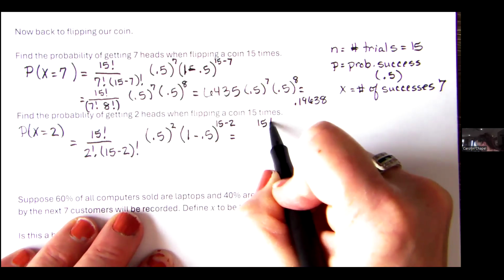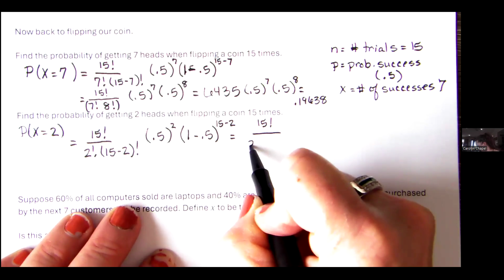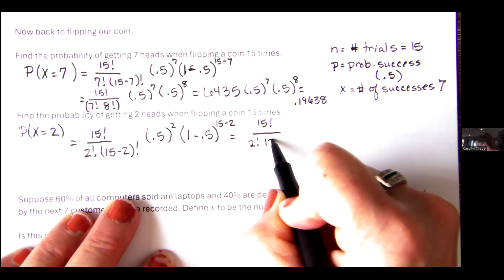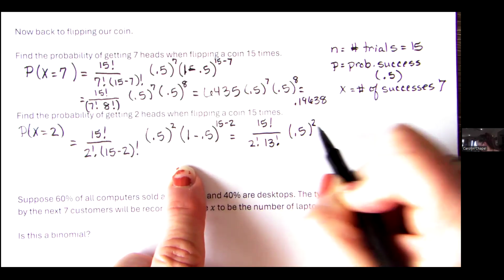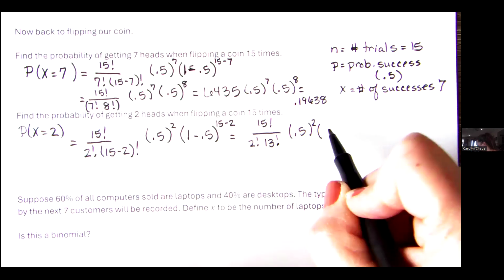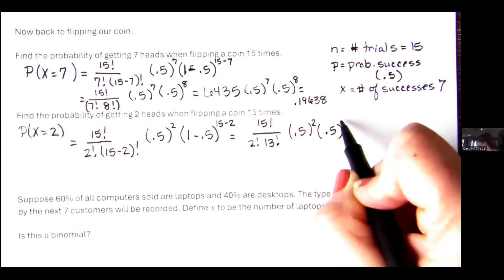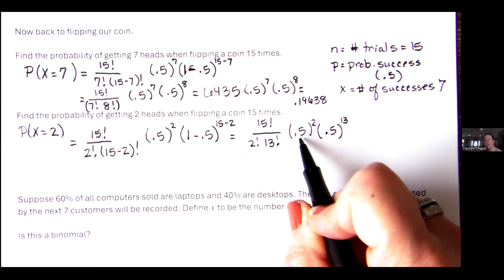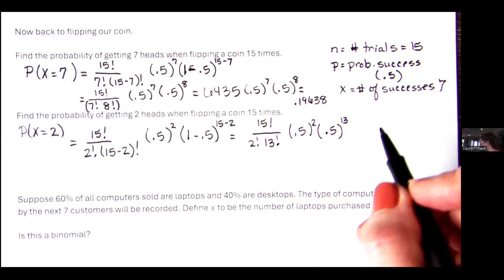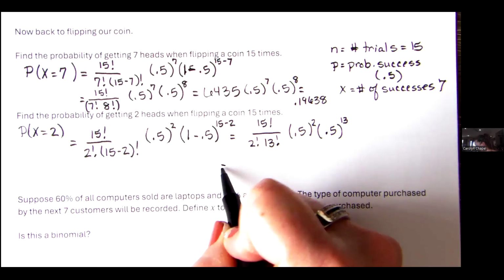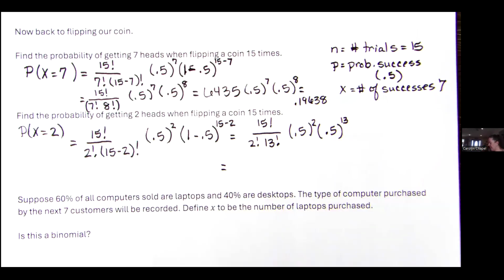So I'm going to have that 15 factorial over my 2 factorial and then 13 factorial, my 0.5 to the 2, and my 1 minus 0.5, which is also 0.5 to the 13. So also you can think of my probability of getting a success is 0.5, probability of a failure is that piece in the second part. Again, I'm going to go to the calculator to do that fraction part first, because I want to make sure that that does give me a whole number.